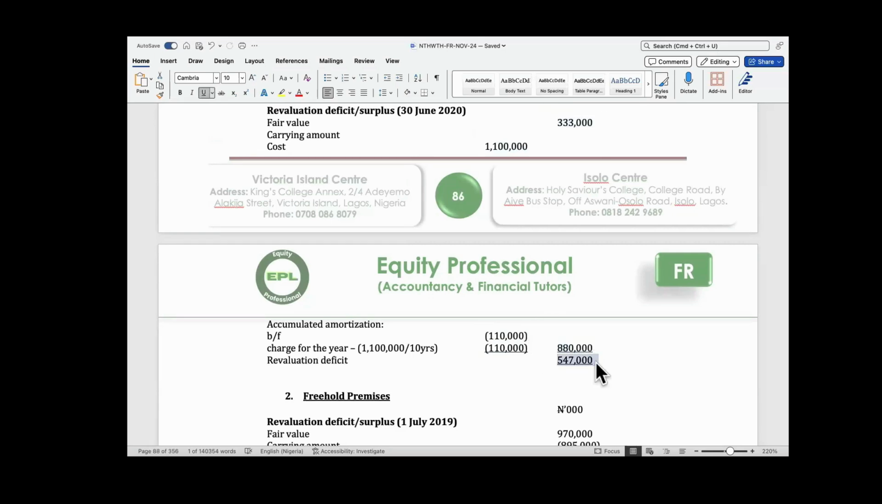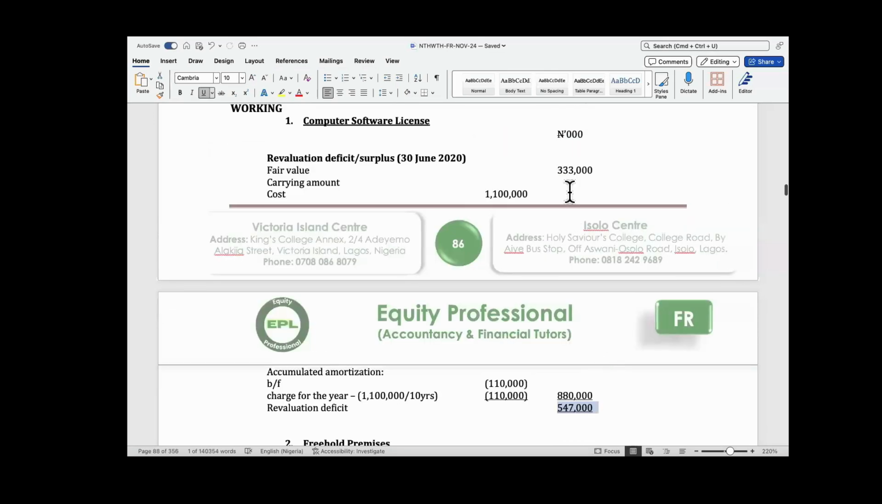By the time I compare this 880 with this 333, I'll find out that my revaluation deficit is 547. So again, as at the year end, this is the new value of the asset, and that's what we show in the statement of financial position. It's just 333 million.